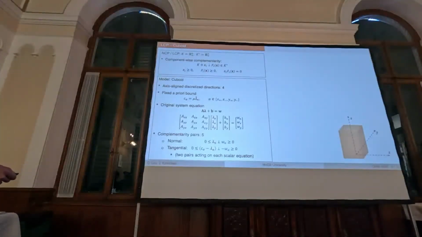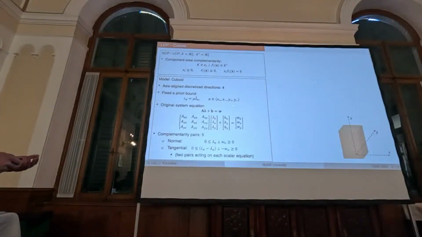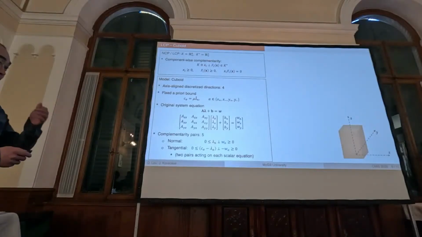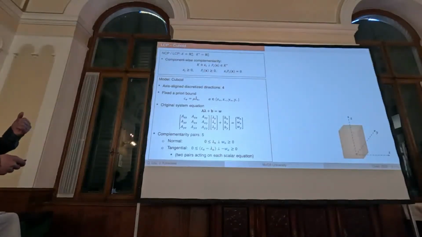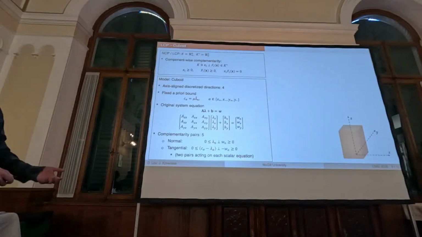In the normal direction, it is the same. In the tangential direction, it's a fixed bound minus friction force. Then it's the negative of the sliding velocity, to ensure this whole term is non-negative. And notice that this model, unlike the last page's polyhedral, preserves the original system equation. Although it has 5 pairs, every 2 tangential pairs along opposite directions are imposed on the same scalar equation.